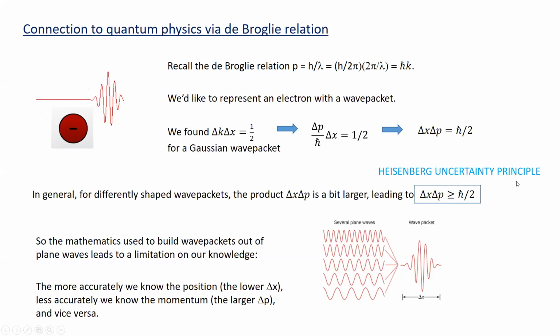Okay, so this is the Heisenberg uncertainty principle. And just to emphasize one more time, it comes because we believe that things have a wave nature, and to represent a particle as a superposition of waves, we need to build them up out of plane waves, and the mathematics of that says that there's a limitation on the spread of plane wave numbers that we need to get a certain spread in positions.